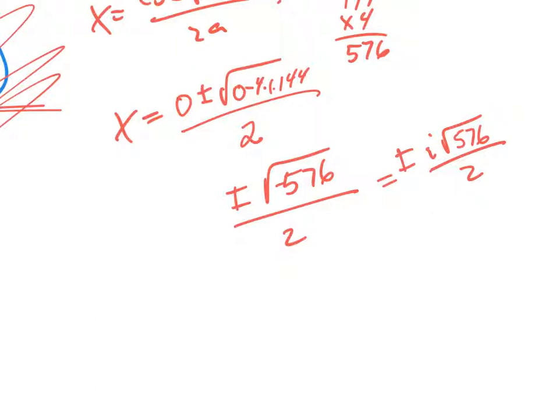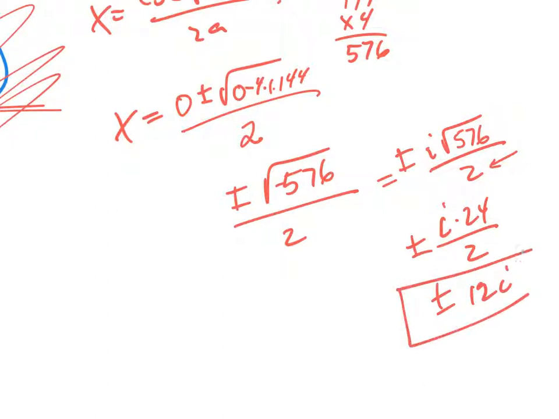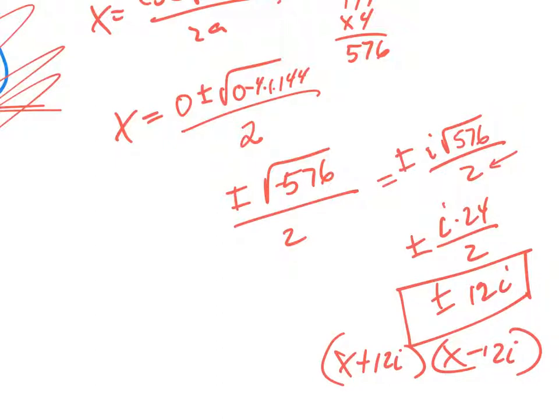Anybody want to take a guess, considering what we know the answers are? What do you think the square root of 576 must be? 24. I agree. Because then you can divide it by the 2 and get the 12 that we know we want to get anyway. So the square root of 576, if you'd used a calculator, would have come out to 24. And then it's i times 24 over 2. And then if I simplify that, plus and minus 12i. Do you get that then I could say, since these are the roots, the factors must be x plus 12i and x minus 12i. That's another way you could have done that one.